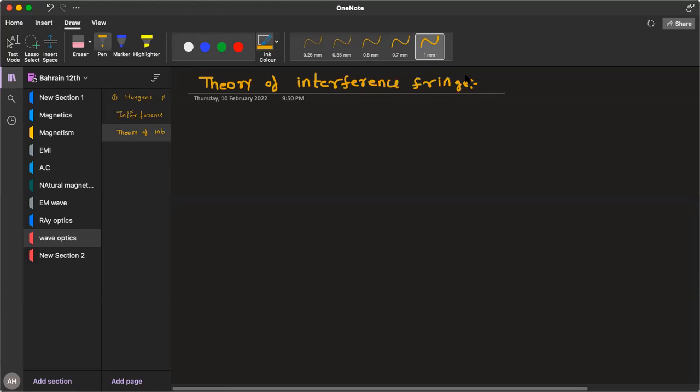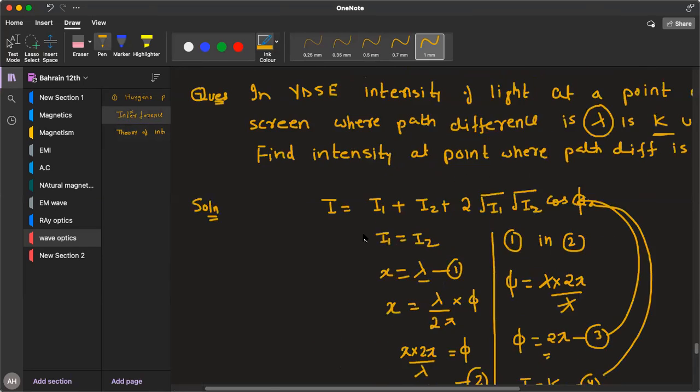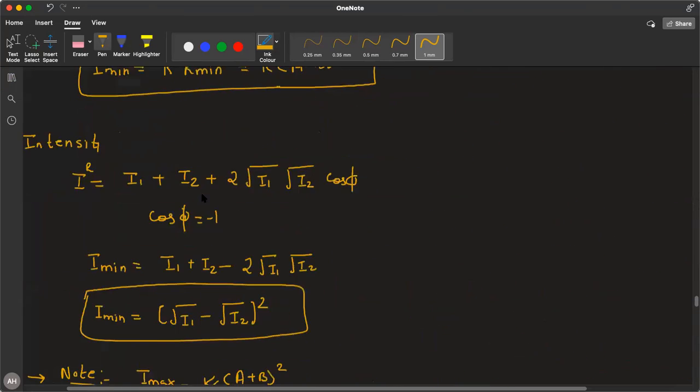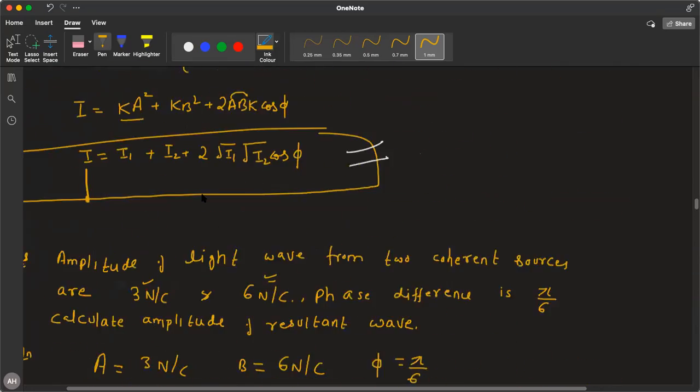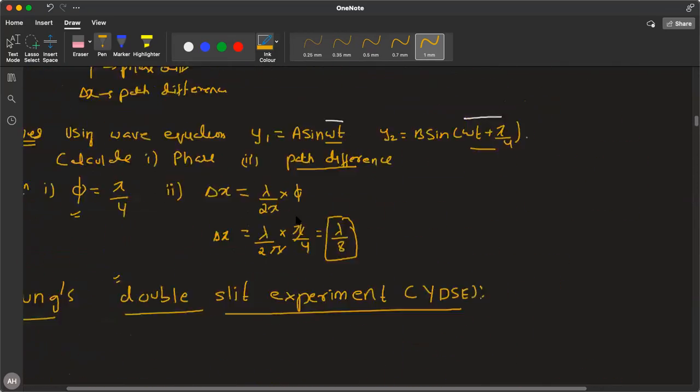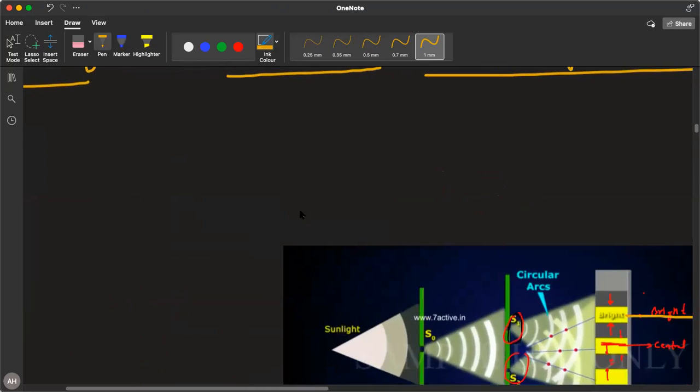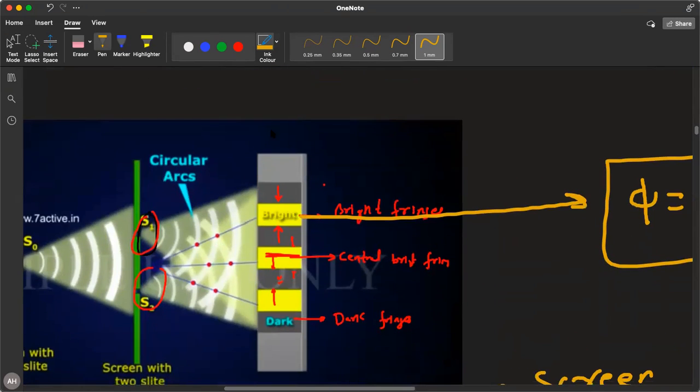In the theory of interference fringes, we have to calculate the width of the fringes. Like in Young's double slit experiment, these were the fringes. Now we have to calculate the width of these fringes. This width of fringe we have to calculate.